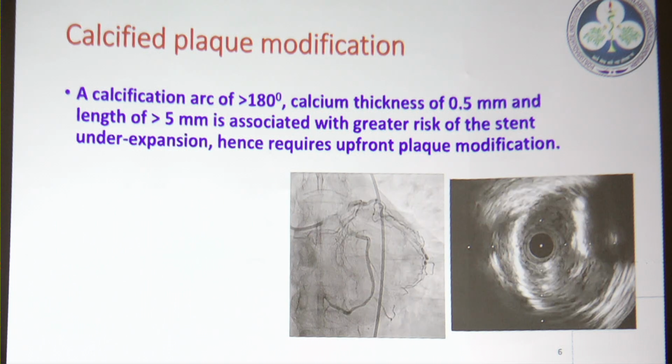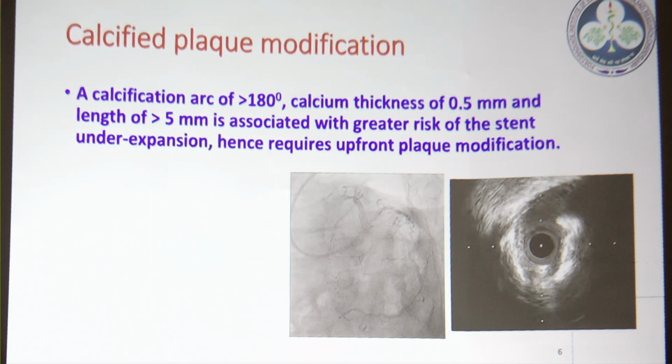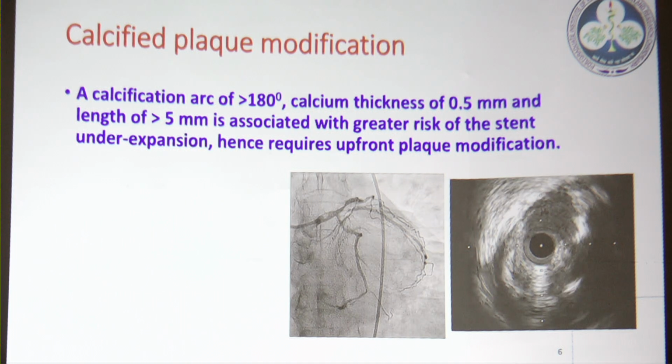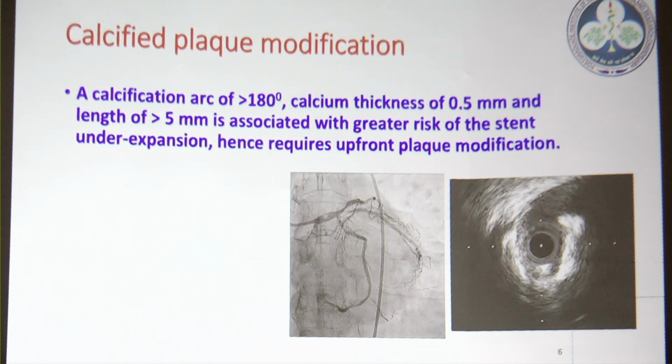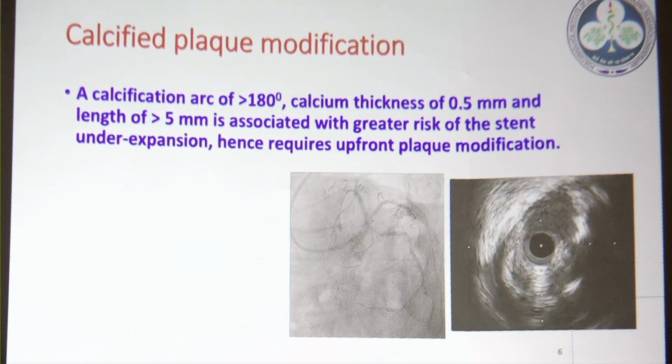So in this particular case, it's a left main filling defect. You can very well confuse it with thrombus over here, but then IVUS did show a calcified nodule in the left main.